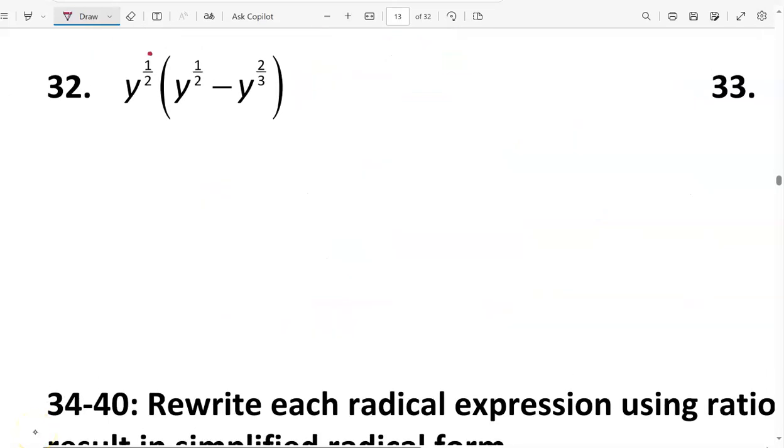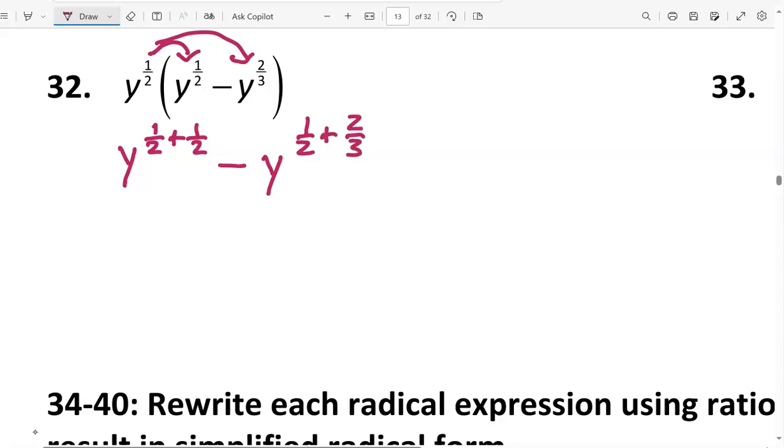In 32, we need to use the distributive property to multiply y to the 1/2 by a difference in the parentheses. And when we multiply y to the 1/2 times y to the 1/2, we're going to add those exponents. And then when we multiply y to the 1/2 times y to the 2/3, we'll add those exponents as well.